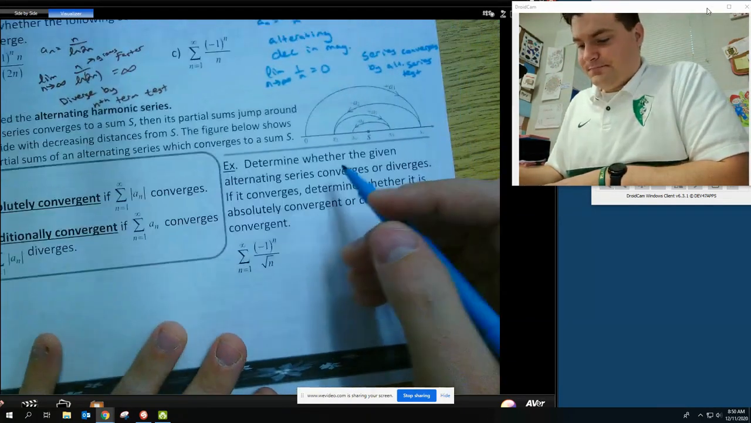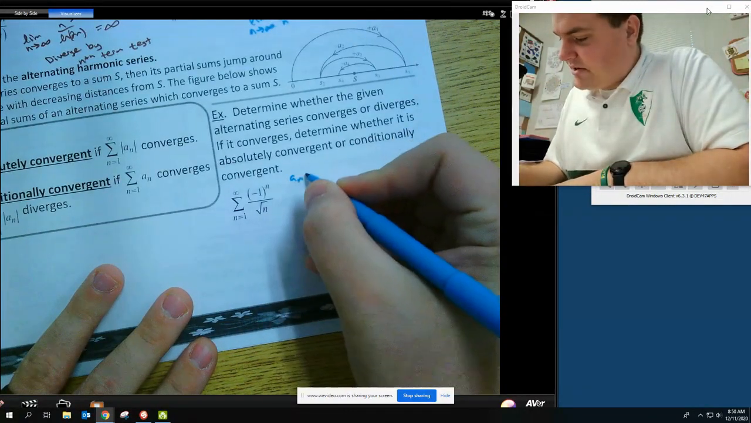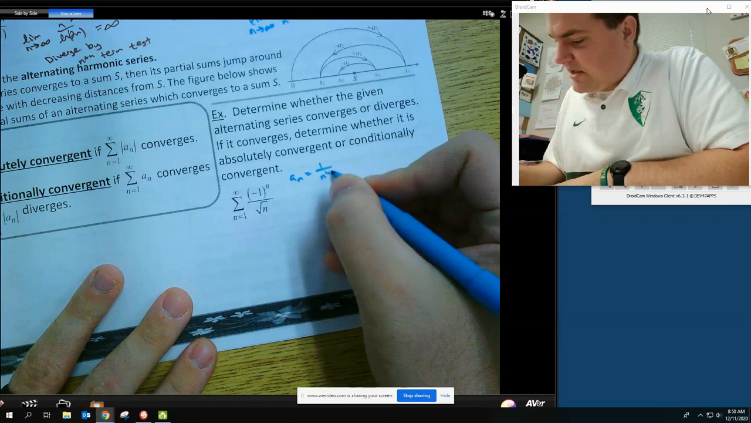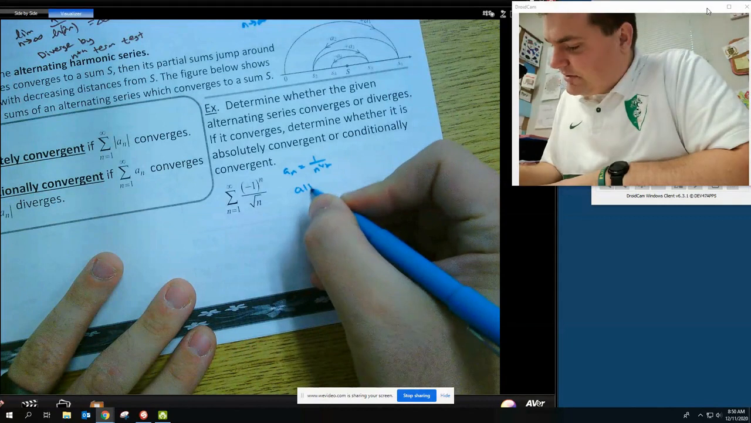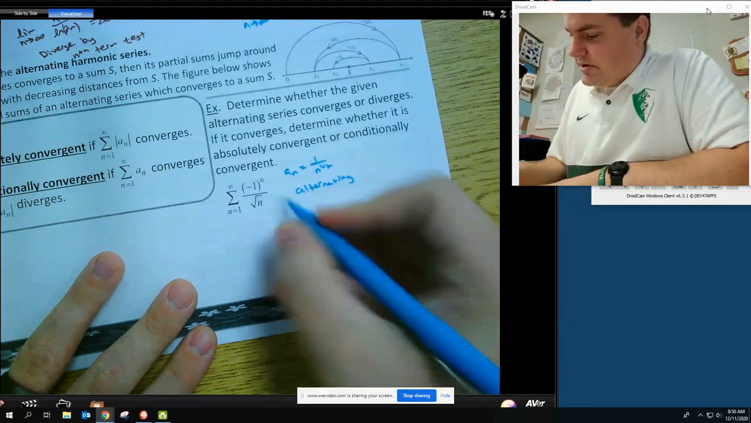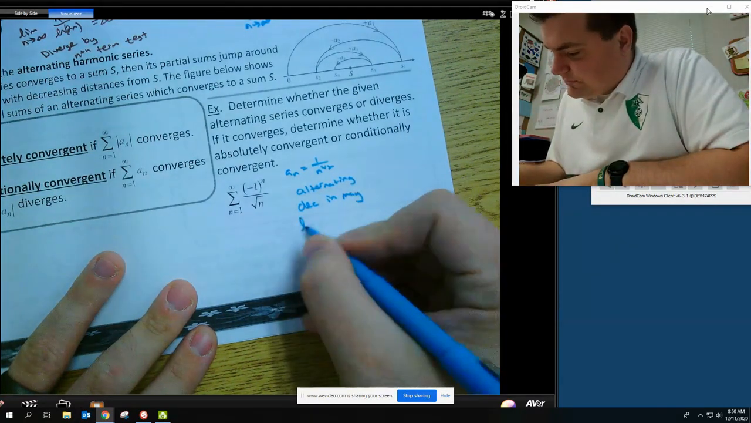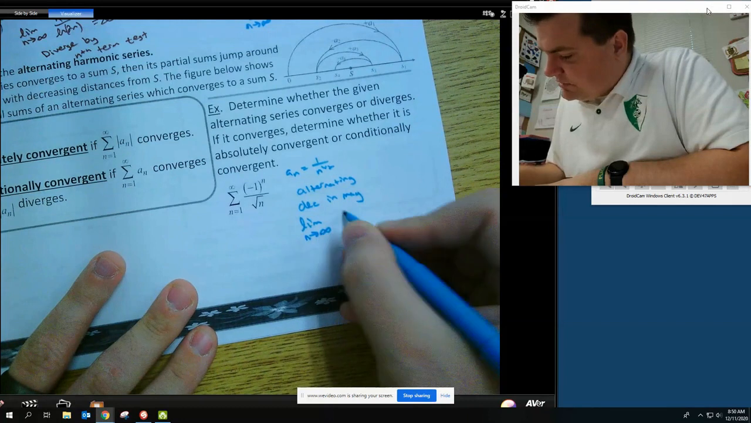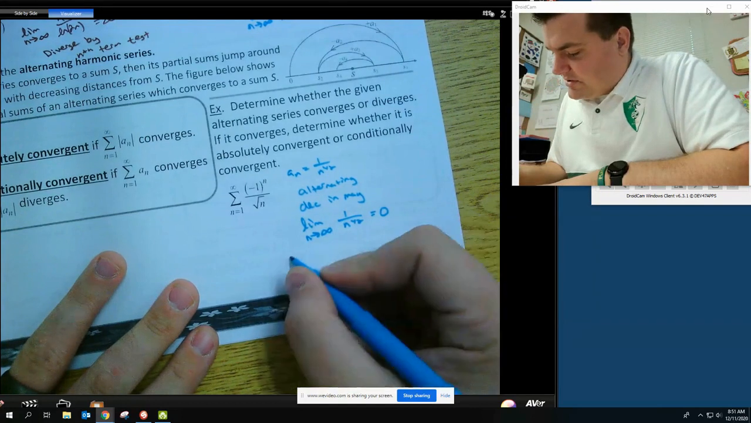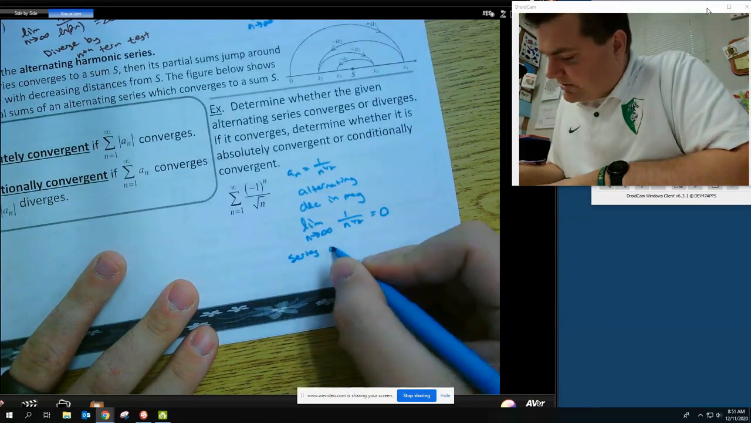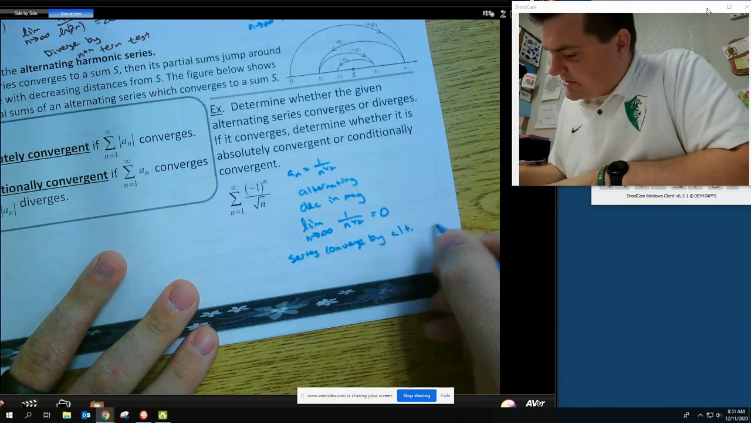So let's go through this. So first off, I have a sub n here is 1 over n to the 1/2. So this is going to be alternating. This is decreasing every single time, so it's decreasing in magnitude. And then the limit of 1 over n to the 1/2 is 0. So this series does converge by the alternating series test.